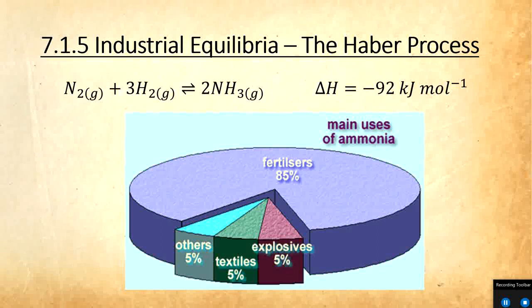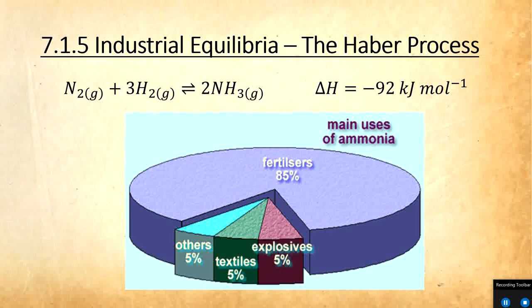Hey everyone. So the last part of our equilibrium chapter is looking at a couple of industrial processes that involve equilibrium. The first of which is the Haber or Haber-Bosch process, as it's also known. So the Haber process is used to create ammonia. It takes nitrogen and hydrogen and forms it together to make ammonia.